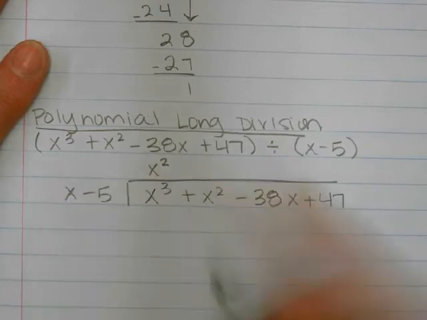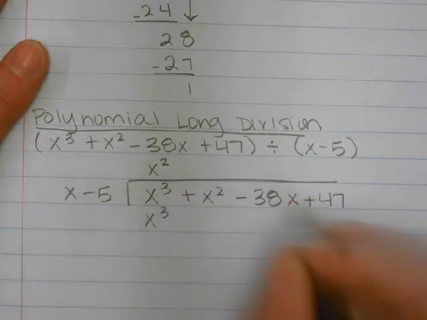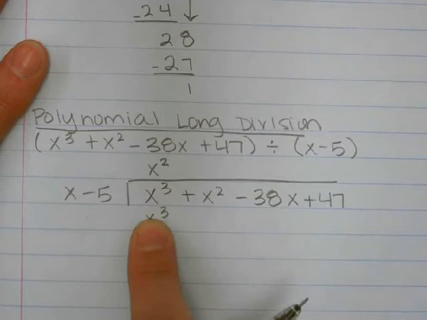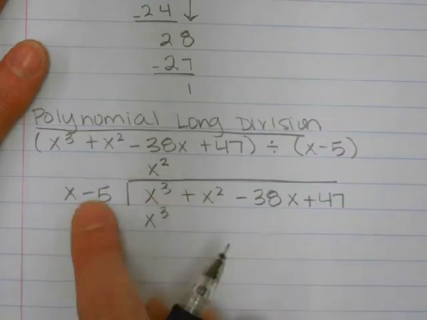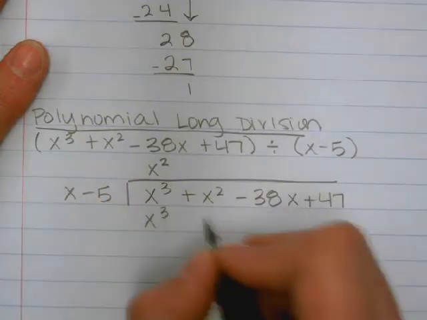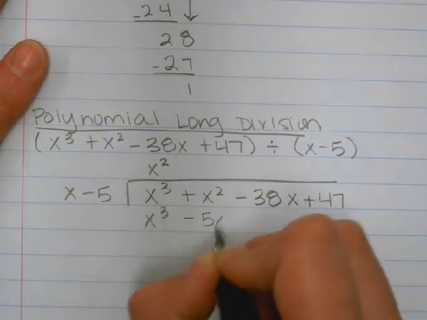So x squared times x is x to the third, and you can see that I lined up my terms that were the same, the third exponent and the third exponent. And then x squared times negative 5 is negative 5x squared, and I'm going to line that underneath the x squared.